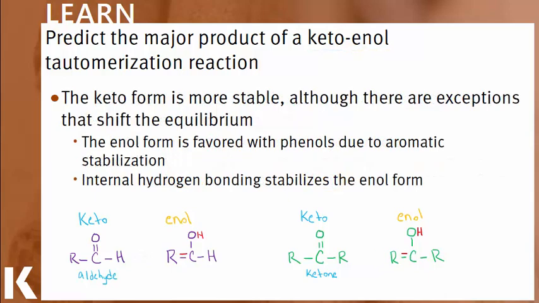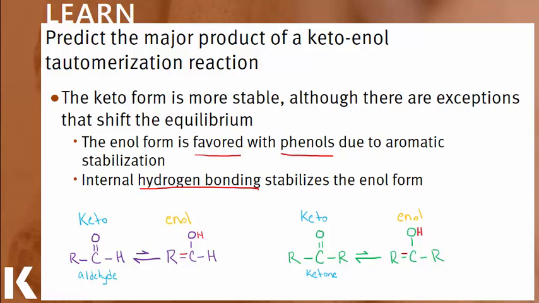The keto form is more stable, so the equilibrium arrows would actually look like this, with a longer arrow towards the keto isomer, and a shorter arrow like this towards the enol, to represent more keto than enol in a solution. Now, there are exceptions to this rule. With phenol groups, the enol will be favored because the aromatic rings contain delocalized pi electrons, which creates resonance that is much more stable than a keto group. Additionally, an enol with internal hydrogen bonding will create stability as well and favor the enol.